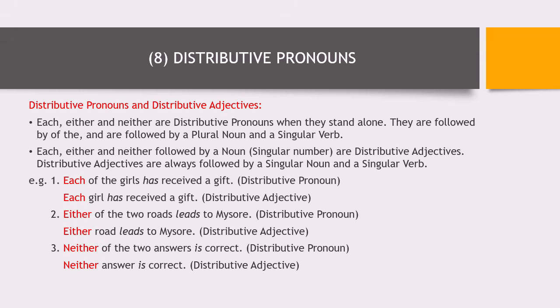Example 1. Each of the girls has received a gift. Each is a distributive pronoun. Each girl has received a gift. Here, each is a distributive adjective, since it is followed by the noun girl. 2. Either of the two roads leads to Mysore. Either is a distributive pronoun. Either road leads to Mysore. Here, either is a distributive adjective, since it is followed by the noun road.